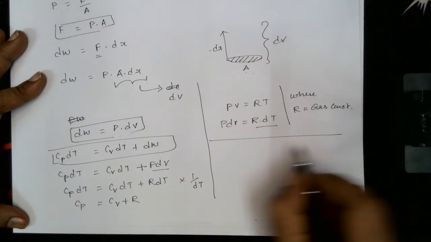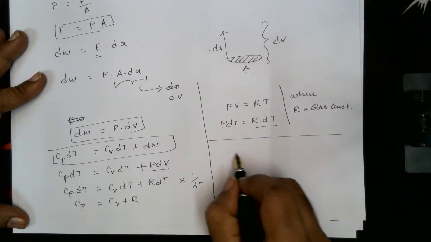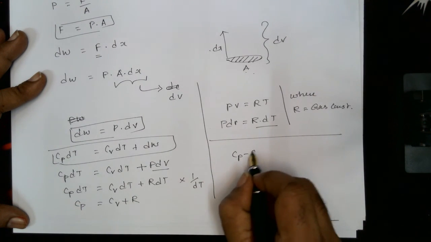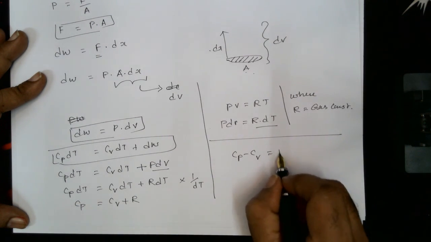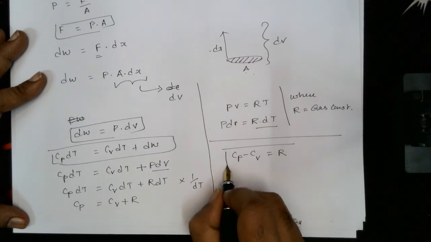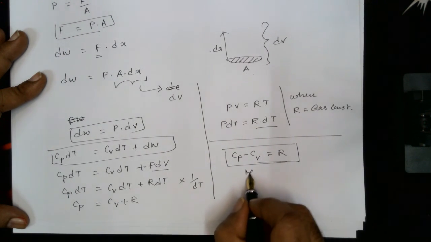That is, you can bring the Cv this side. So Cp minus Cv is equal to R. So this is called Mayer's equation.